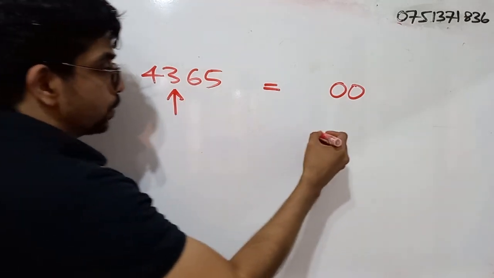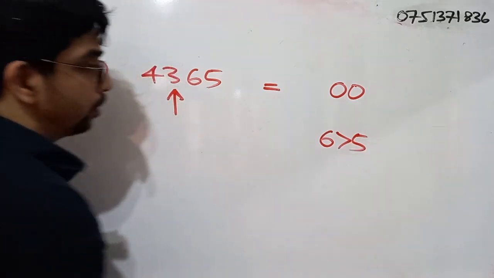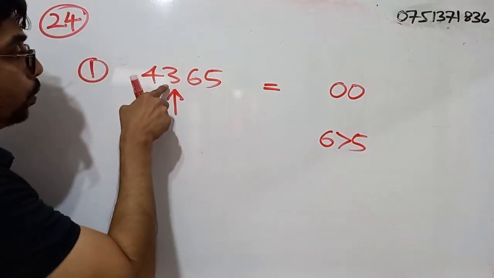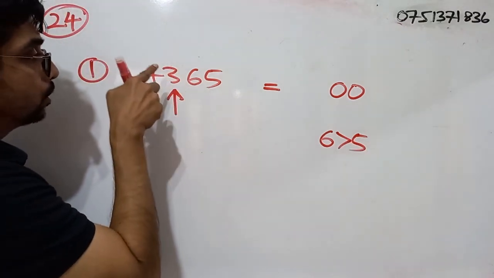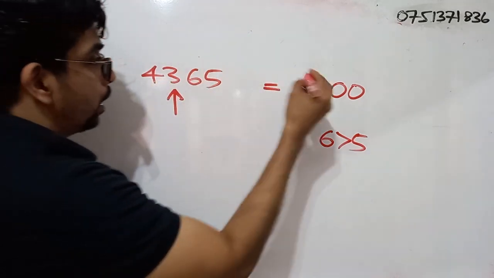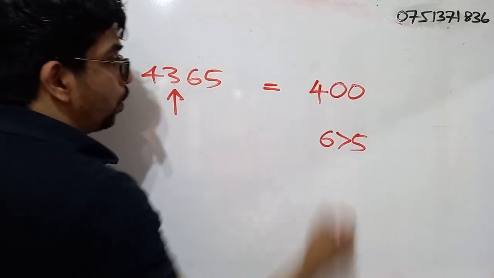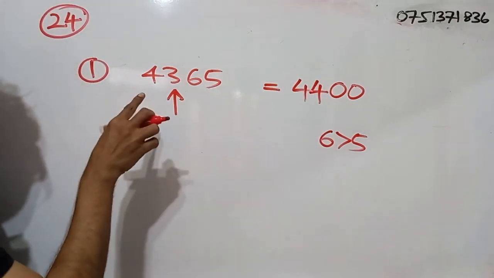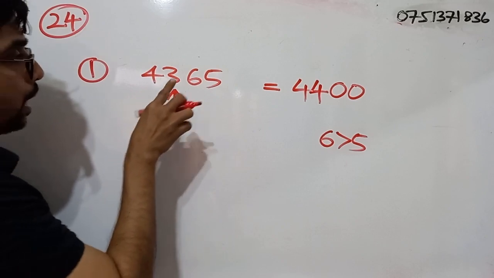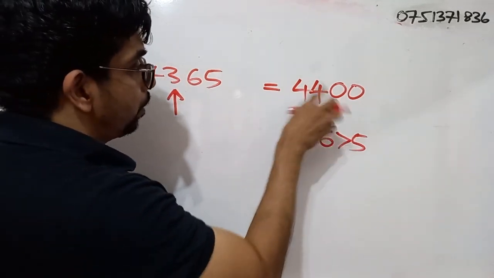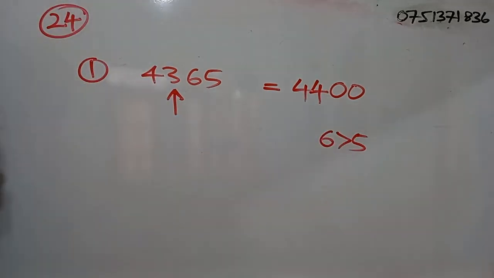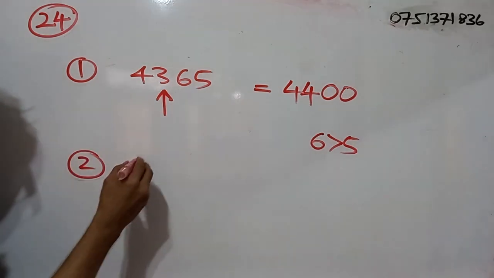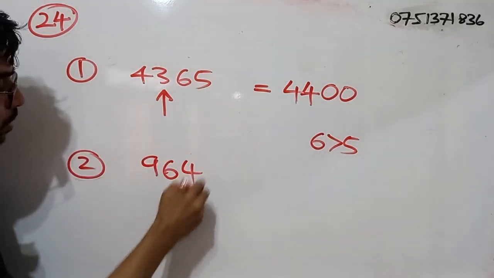So to the right side we have 6. So 6 is greater than 5. Because of that, we add a 1 to 3. 3 plus 1, what is that? 4. Then write this number also, 4. So when we round off 4365 to the nearest multiple of 100, what will it be? 4400. Right.